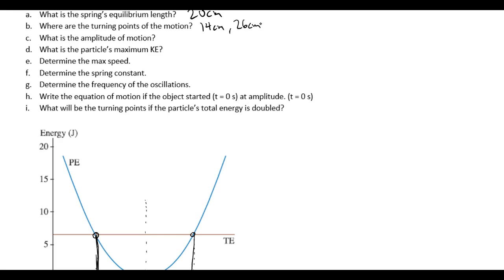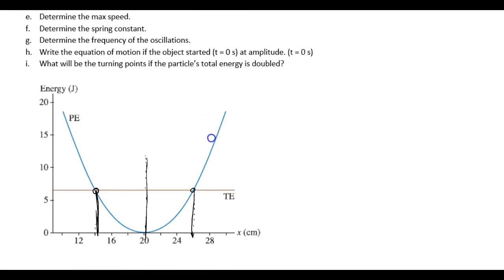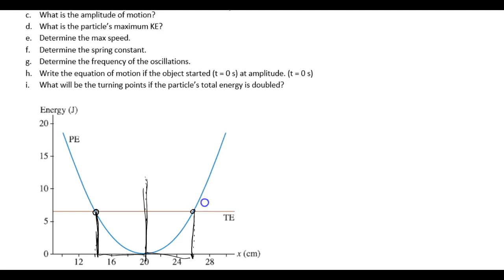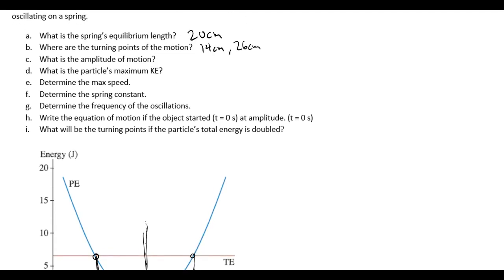What is the amplitude of motion? Well, if the equilibrium is at 20 and it goes all the way to 26, so it starts at 20 and goes all the way to 26 and goes back to 20 and goes all the way back to 14, then we're looking at about 6 centimeters as my amplitude.